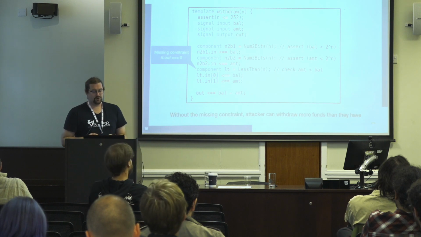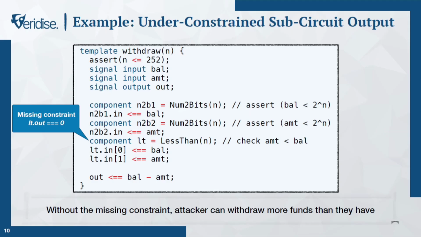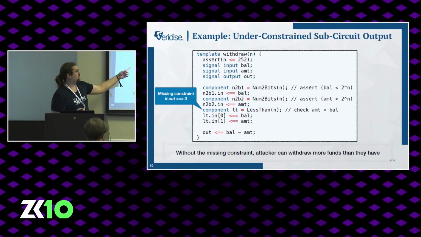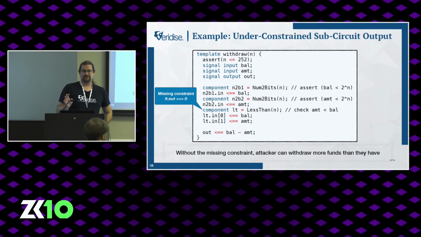Because of this, given the context that this is called withdraw, an attacker would be able to withdraw more funds than they should be allowed to, because it's not actually enforcing this less than comparison. Anyone have any questions about this? Okay.